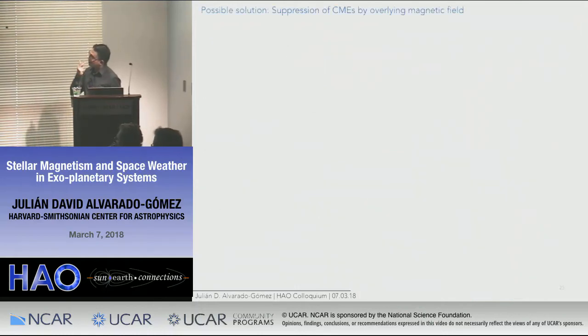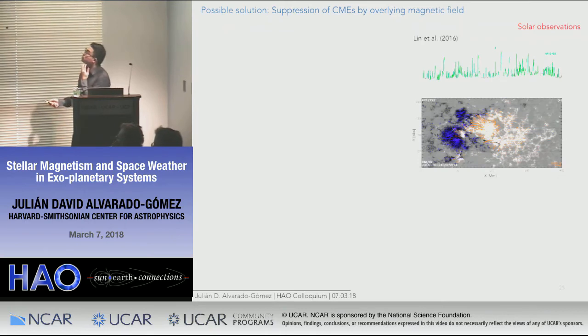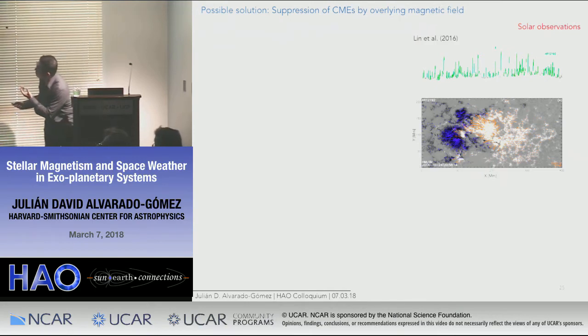The idea is that a possible solution for this is the suppression of CMEs by a sufficiently strong overlying magnetic field. This idea actually comes from solar observations. When you see an active region like this one, a very big active region, I think one of the biggest in recent years, active region 12192, it generated lots of X-ray flares. Here is the GOES class, and this is the X-ray line. Many, many flares in the X-ray regime, many M-class flares, but from all of those, only one CME.